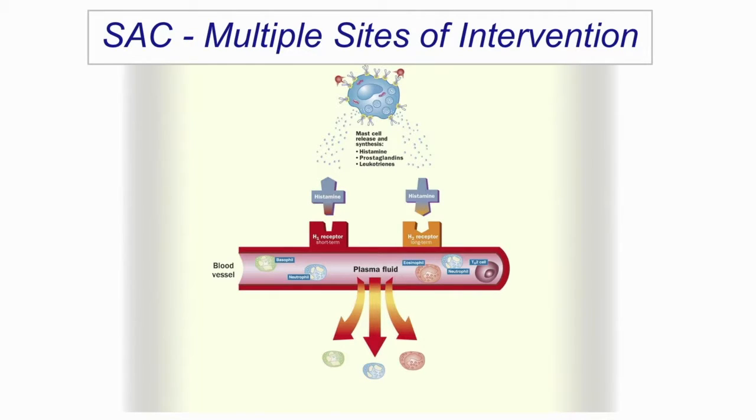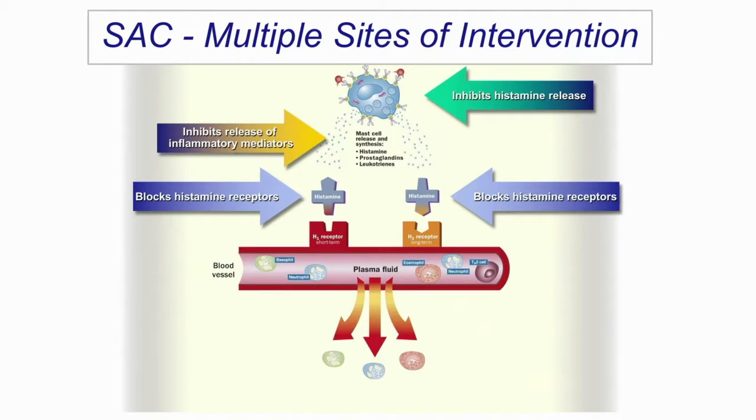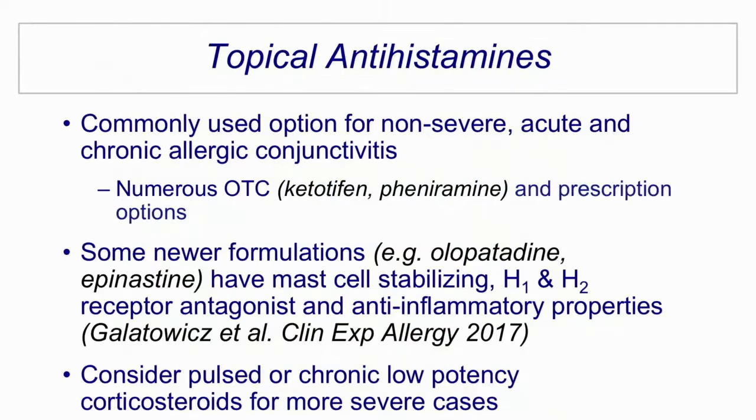The antihistamine mast cell stabilizers can act at several sites in the conjunctiva. They can inhibit histamine release from mast cells, as well as other inflammatory mediators such as cytokines or chemokines. They can block binding to the H1 or H2 histamine receptors on nerves or blood vessels, inhibit eosinophil activation and cytokine release, and inhibit mediator release from basophils.